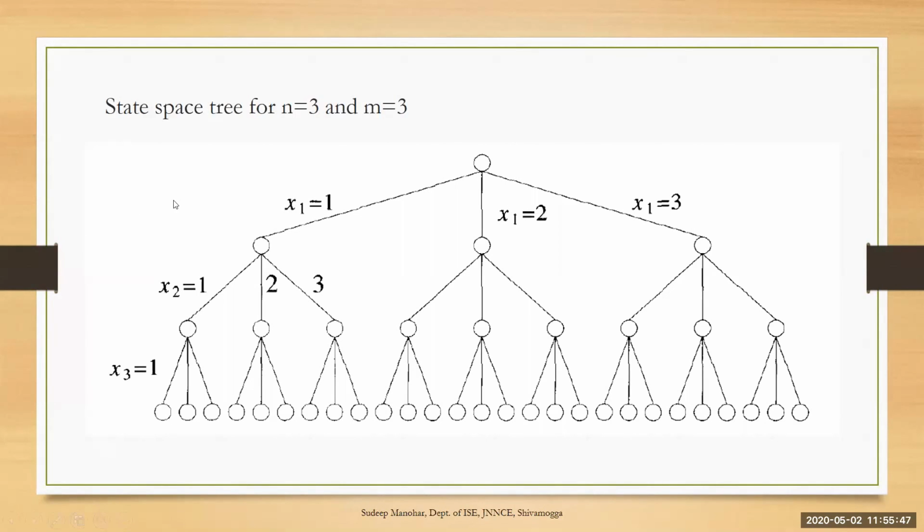The state space tree will have n plus 1 levels. So this is level number 1, 2, 3, and 4. Totally 4 levels will be there if the value of n is 3. So please note this. Each level represents a vertex. Next, the root doesn't represent any vertex, so it is the initial stage. And x1, x2, and x3 are nothing but the colors that are given to the vertices.